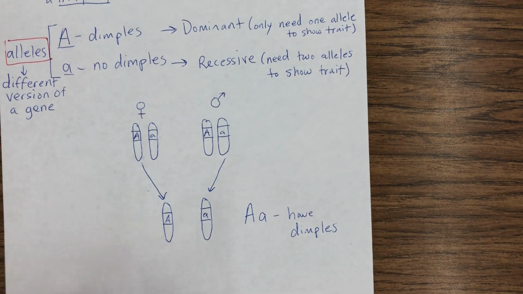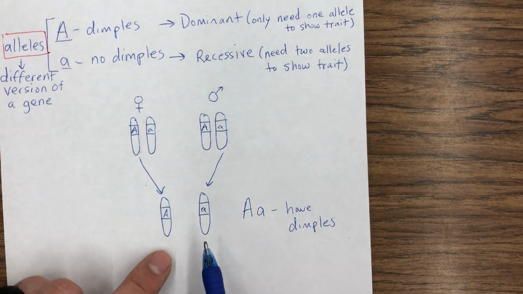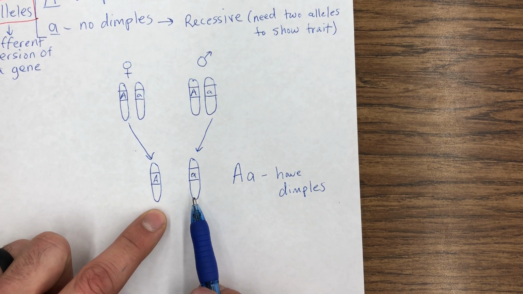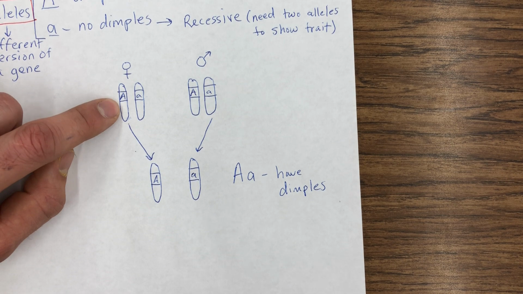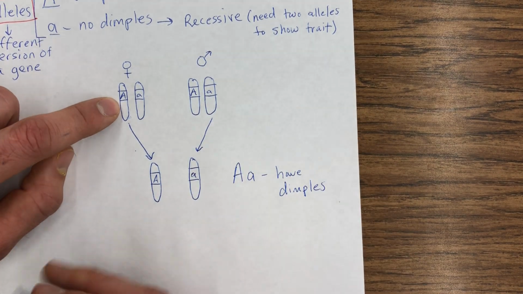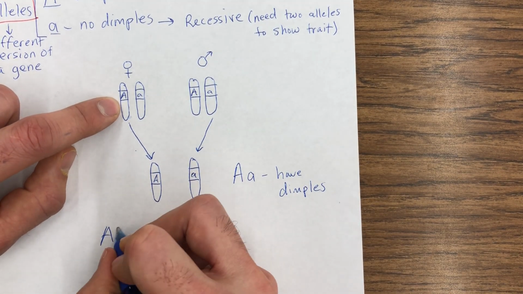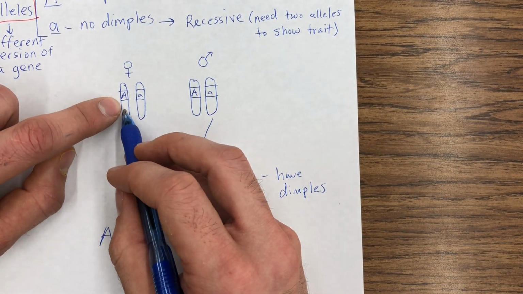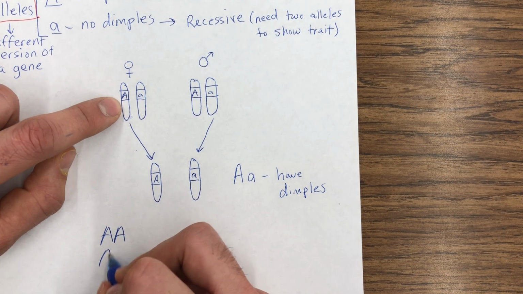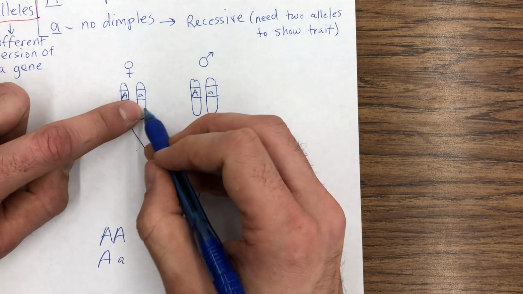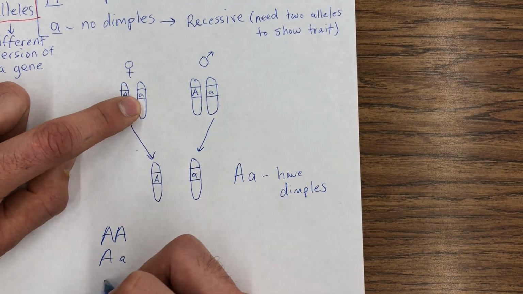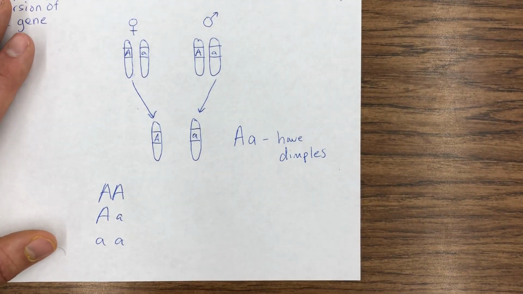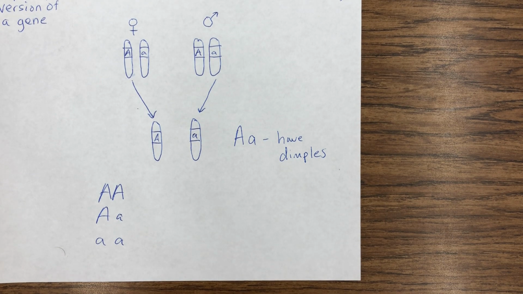But this is not the only combination that you could have received. What are some other combinations you could have received from your parents? You could have gotten this one from mom, this one from dad, so big A, big A. You could have gotten big A and a little a, or you could have gotten a little a and a little a. These three combinations right here are what we are going to talk about in the next video.